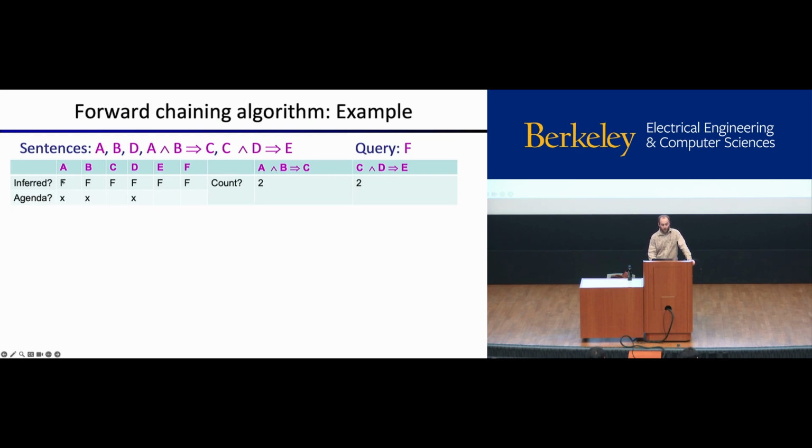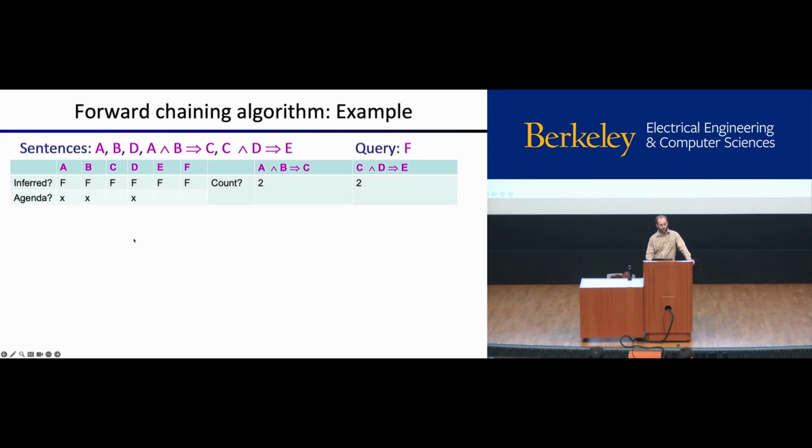So we start with the inferred array initialized to false for everything. So we haven't yet inferred any of these. But we have on our agenda A, B, and D, because these are the symbols that we've established as true in our knowledge base. We're keeping track of how many symbols there are in the premise of each of these clauses. The premise is the left-hand side. So it's two for each of them.